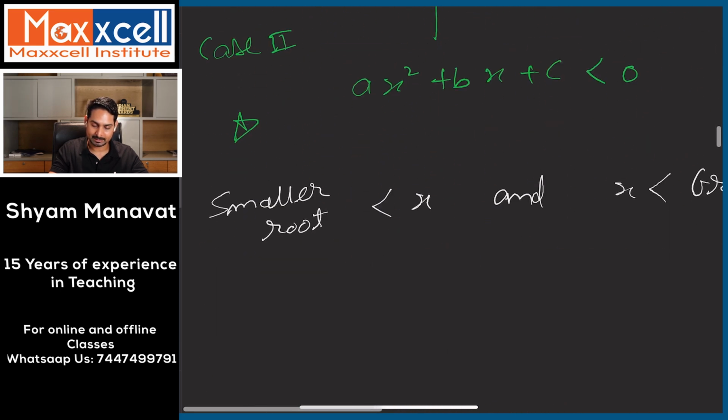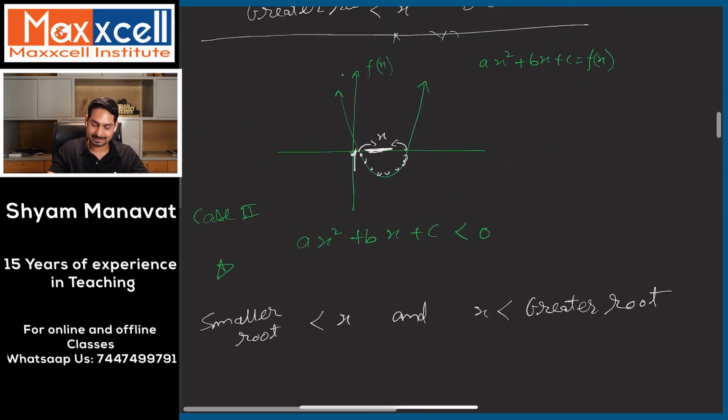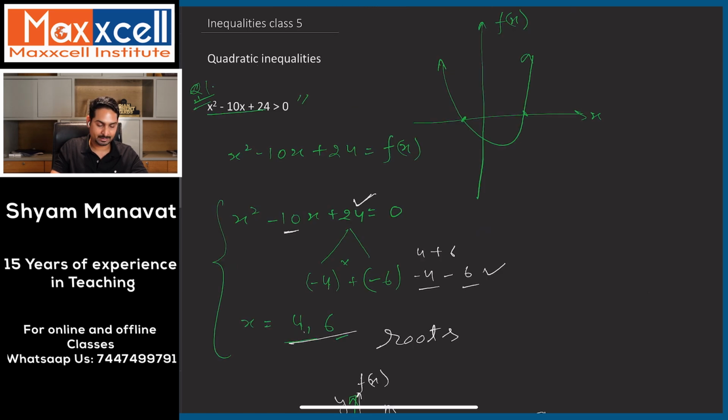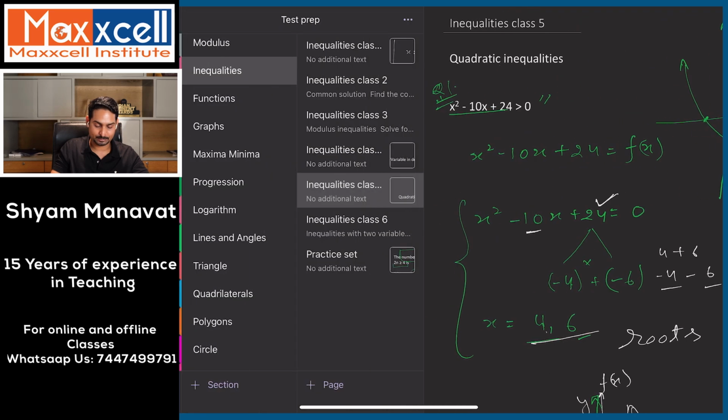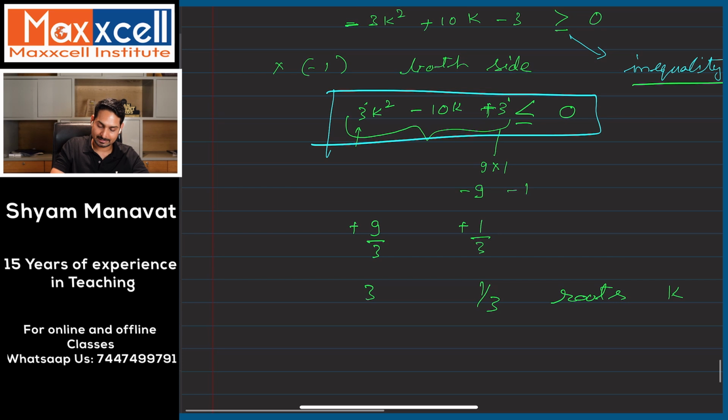I had read it in very good detail. And then we have come to this conclusion that if the expression is less than 0, then x is more than the smaller root and less than the greater root. Okay, keep this in mind and come to this question. So for k, I can say k should be more than the smaller root, which is 1 by 3.